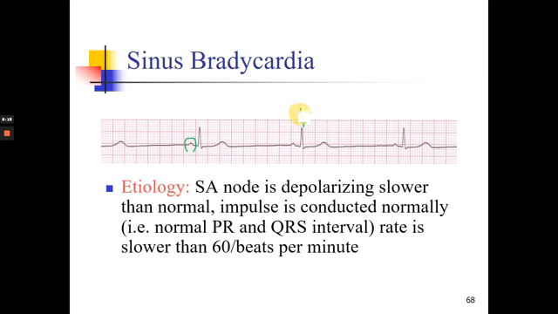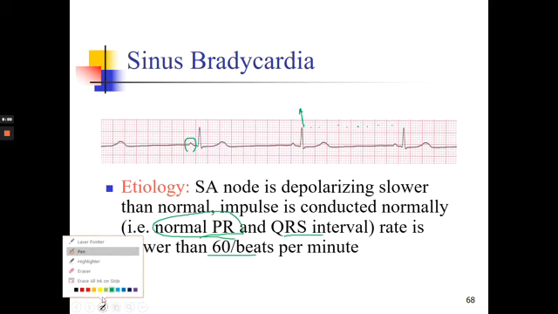It's a very slow heart rate: 1, 2, 3, 4, 5, 6, 7, 8, around 8 by 5, 40 small squares, by 0.04, 1.6 seconds. So this is a very slow heart rate. The SA node depolarizes slower than normal. The impulse is conducted normally, with a normal PR interval, which means normal conduction between the SA node and AV node. The QRS interval is normal, but the rate is lower than 60.